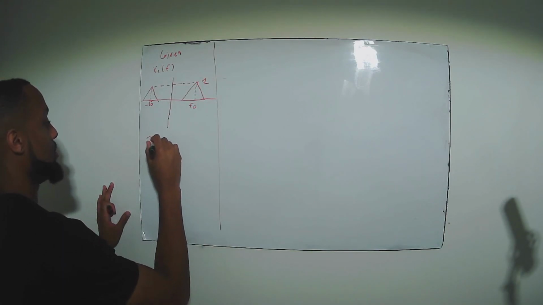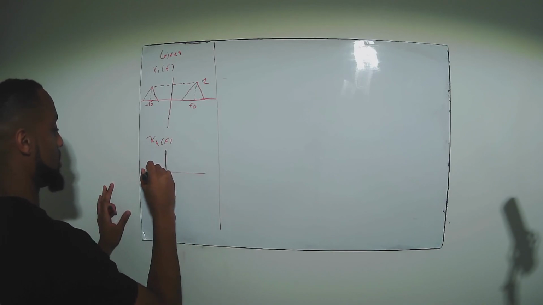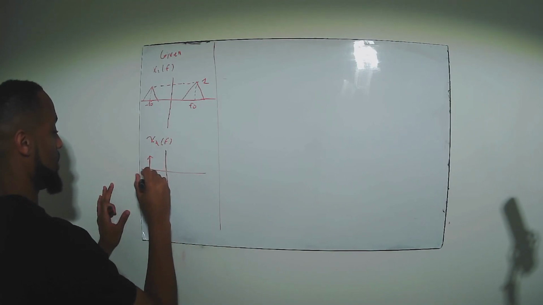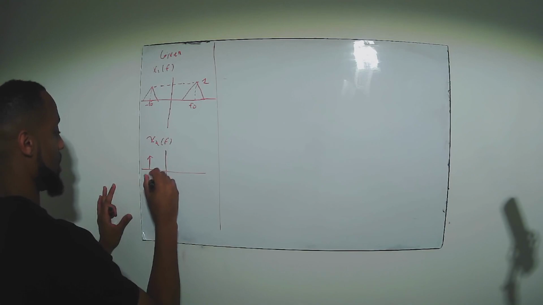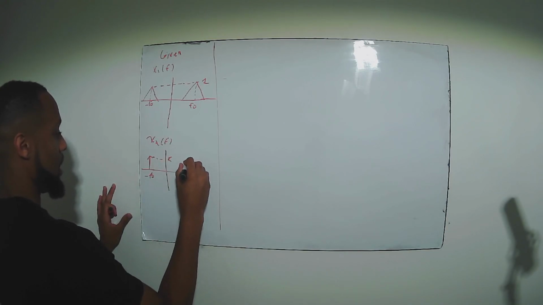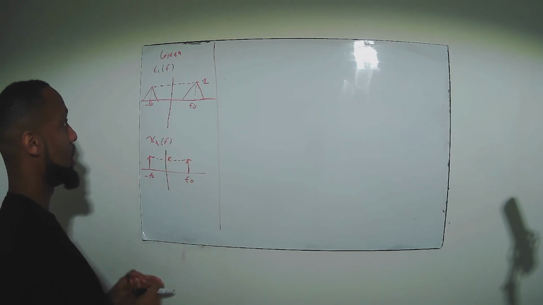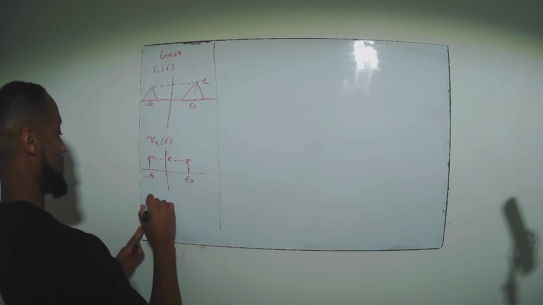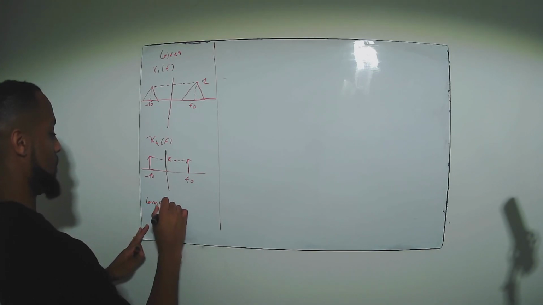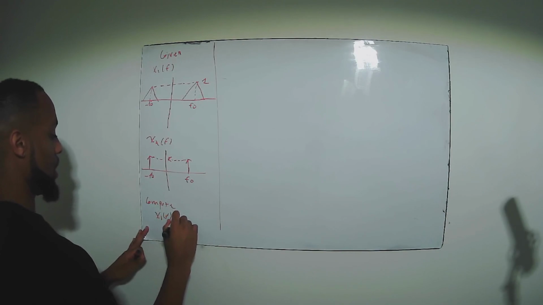And then X2(f), same deal. We have two deltas. We have a delta here, centered at minus f naught, with some amplitude called k, and we have a positive one also at k, at positive f naught. And so what they want us to compute is the convolution, X1(f) convolved with X2(f).